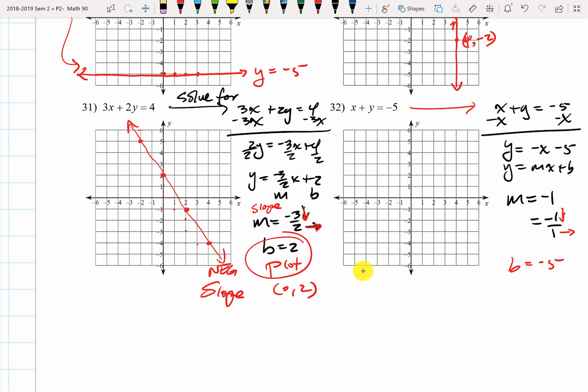So you start at negative 5, and you go down 1, right 1, and then you're off the graph. So you reverse it, up 1, left 1, up 1, left 1. Okay, and you reverse the slope. And then you simply draw your graph after that. Okay, and that is number 32.